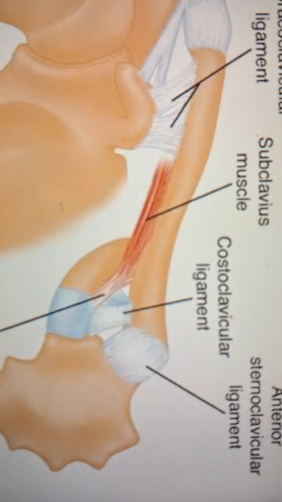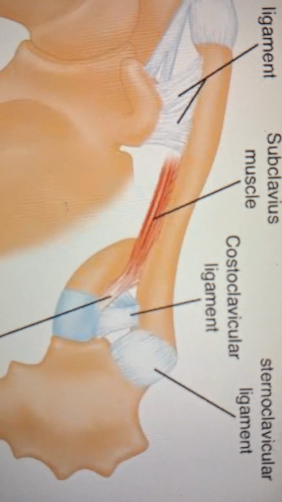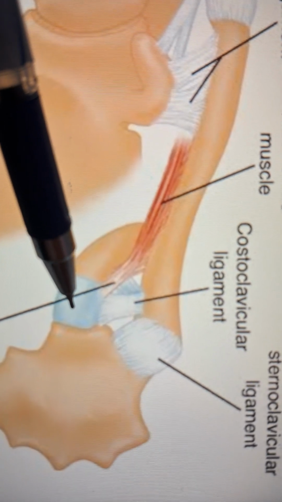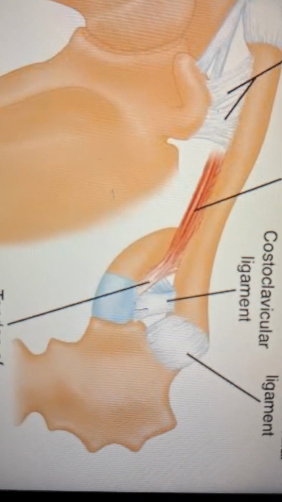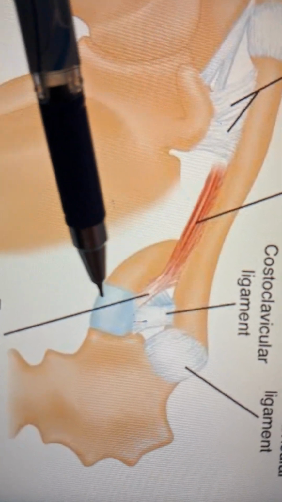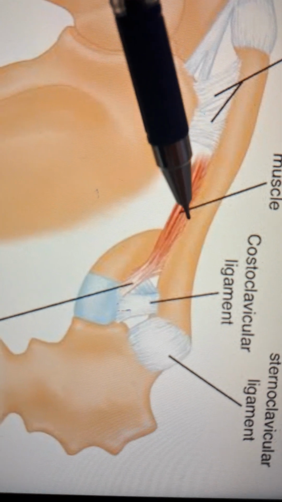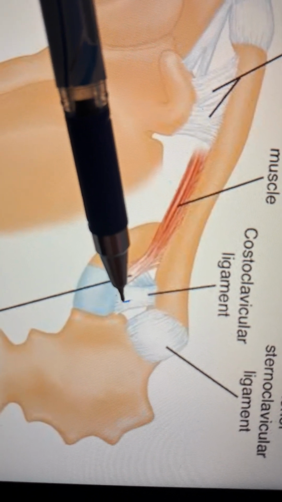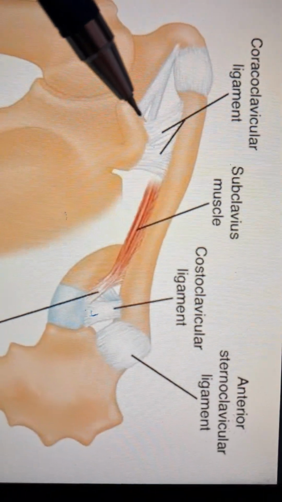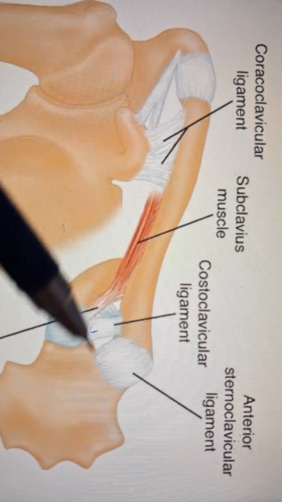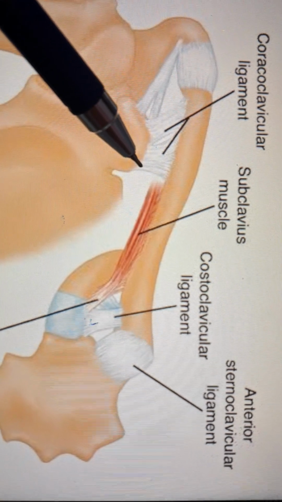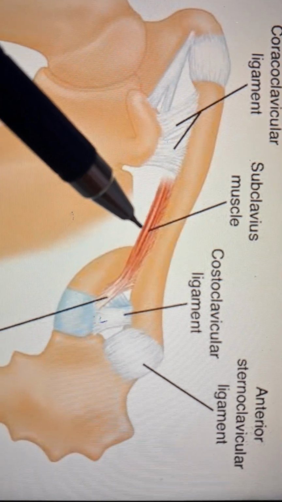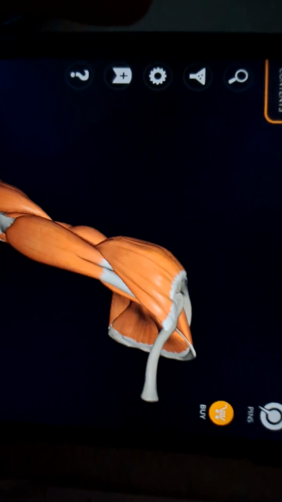Whereas this is the costoclavicular ligament, which is attached with the costal cartilage of the first rib and the medial 2/3 of the clavicle on its inferior surface. So it consists of two ligaments: coracoclavicular ligament, which consists of two parts, trapezoid and conoid part, and the costoclavicular ligament. Now let us see the attachment of muscles of the clavicle.